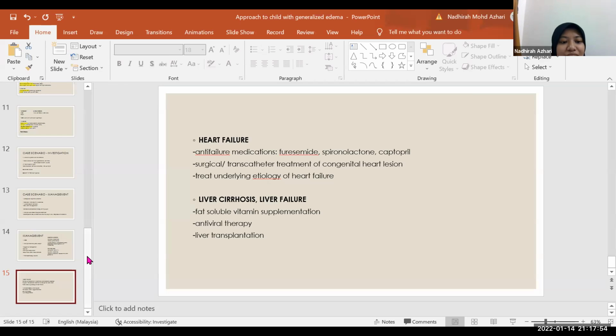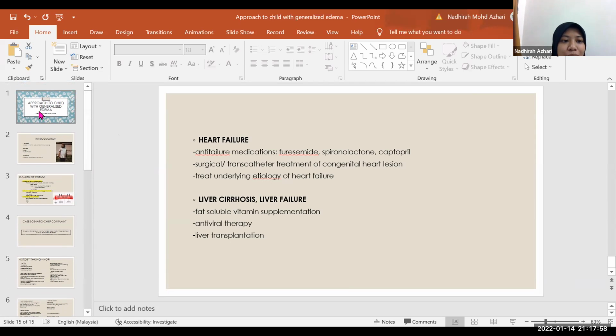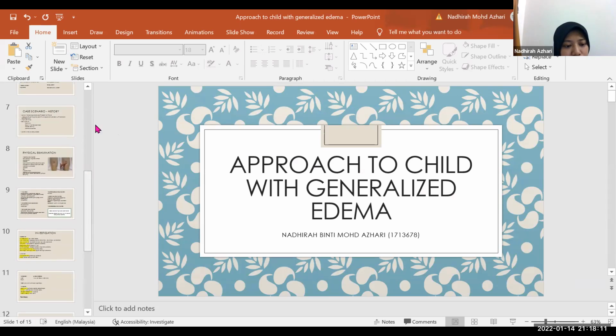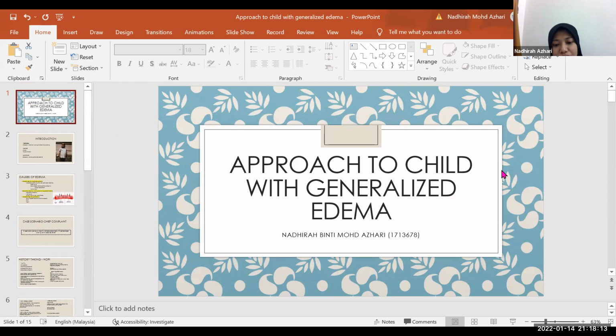So in conclusion, when we have a patient presented to us with generalized edema, make sure to do the appropriate history taking and physical examination and also appropriate investigation and manage the patient accordingly. Okay, so I think that's all from me. Any questions from the others?